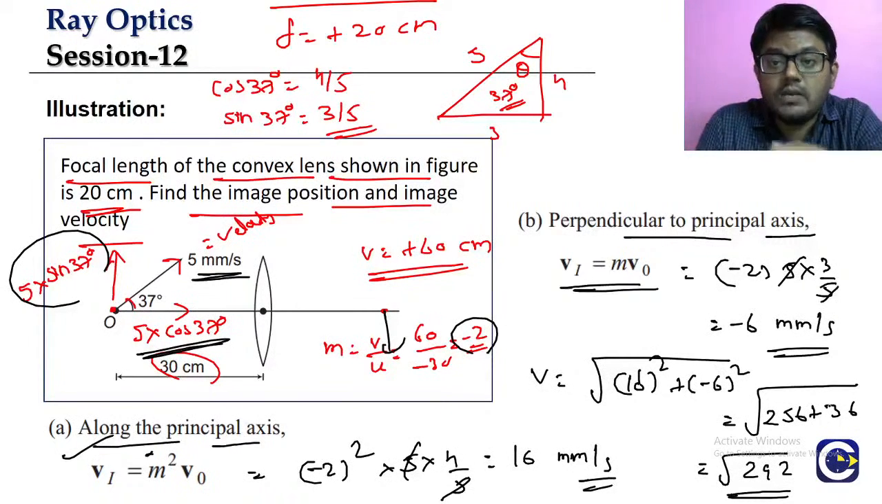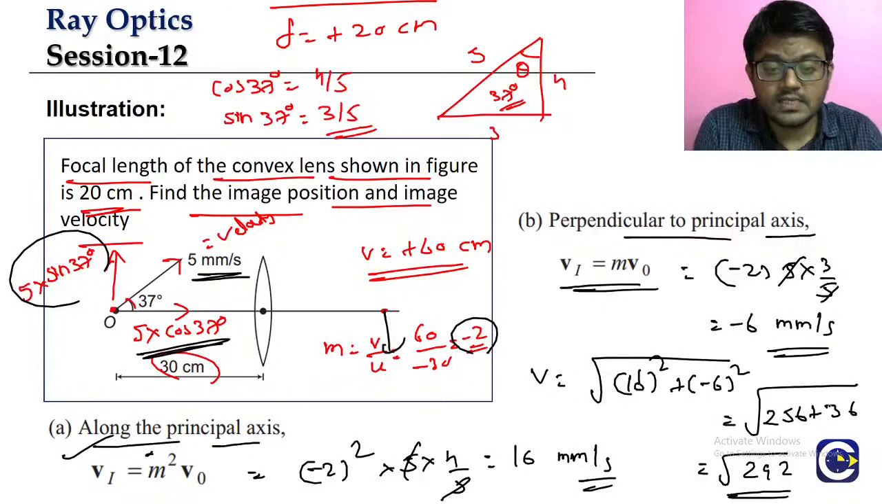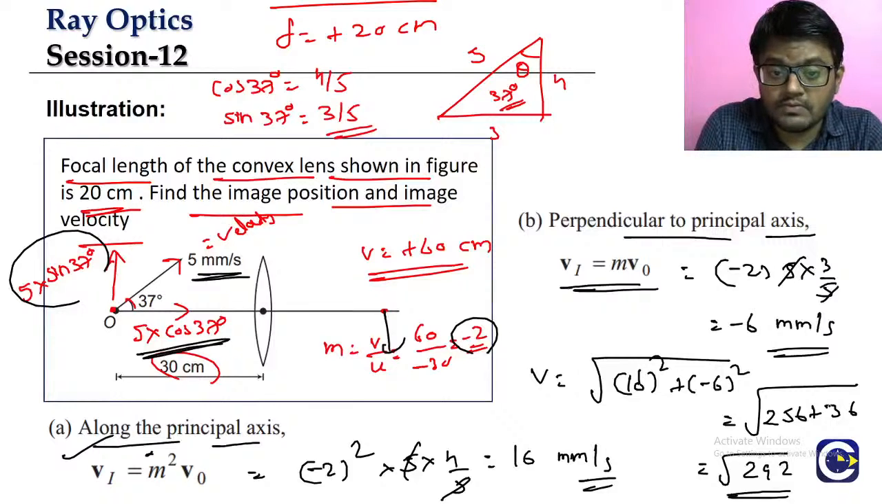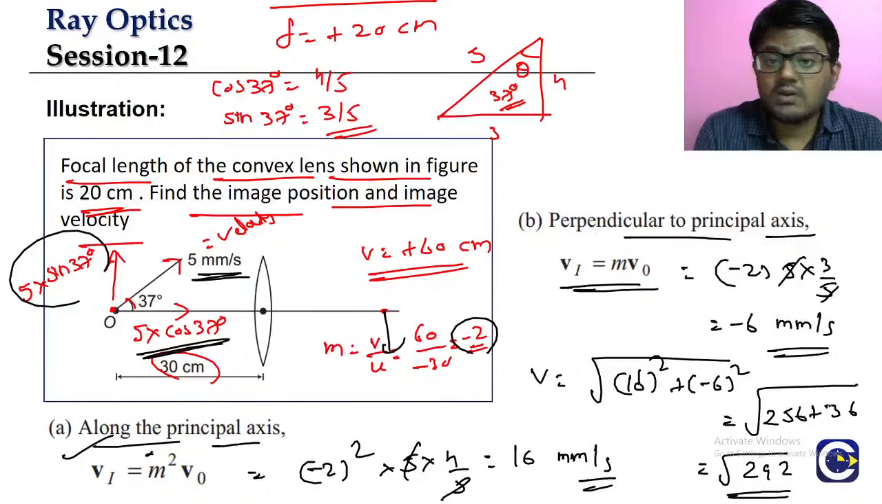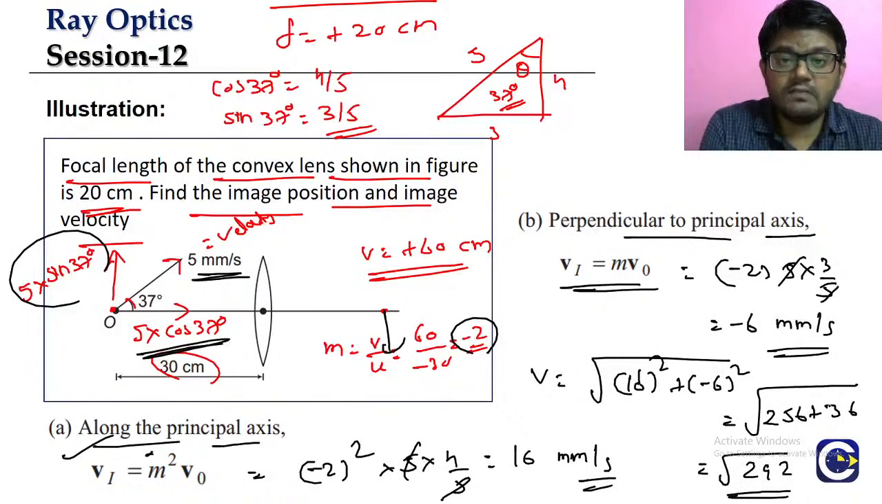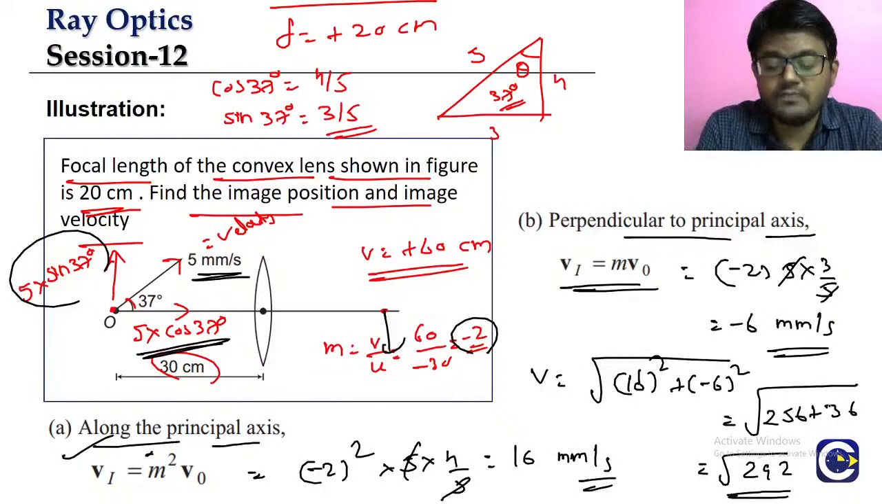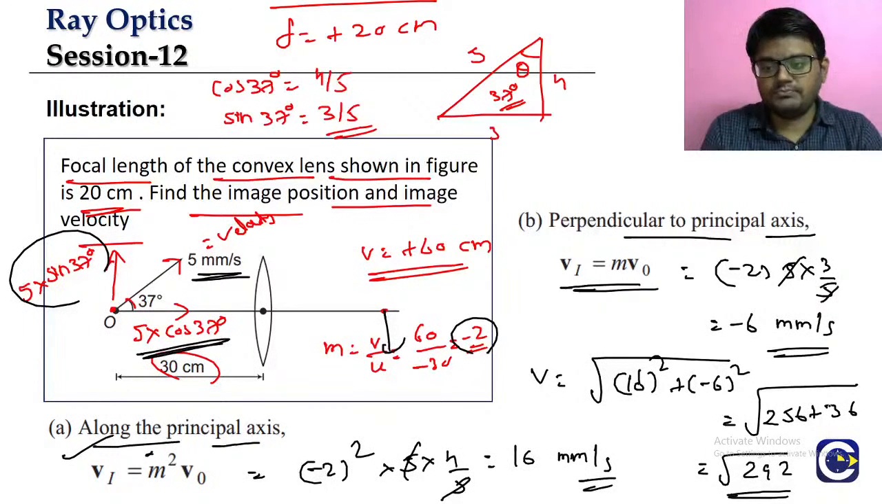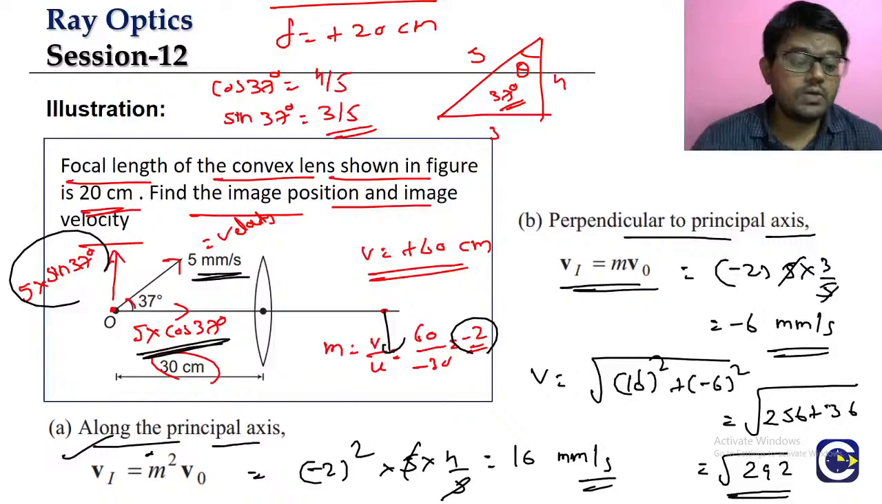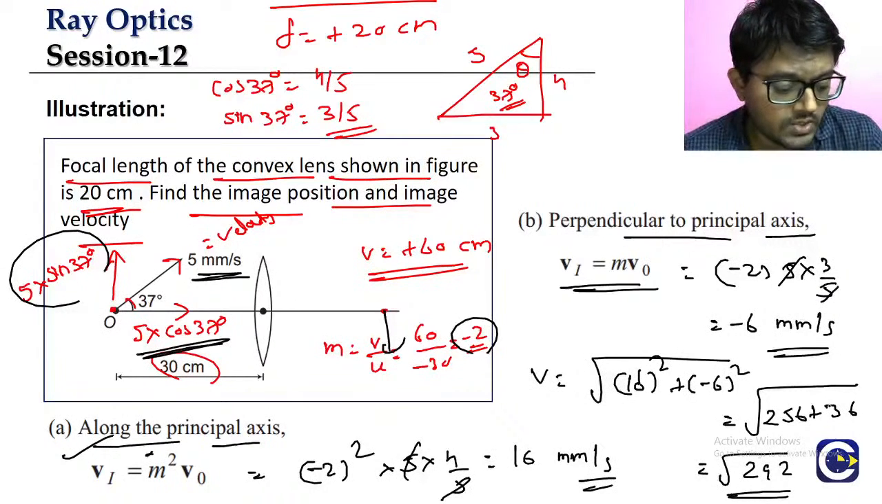So we have to separately calculate the component of the velocity along the principal axis, and the component of the velocity perpendicular to the principal axis. Once we get both these components, the total velocity will be the root of, like the way we do x component square plus y component square. That way we will be able to get the total velocity of the image. Okay, so this is how we have to approach these questions.